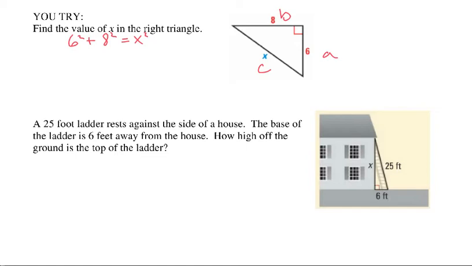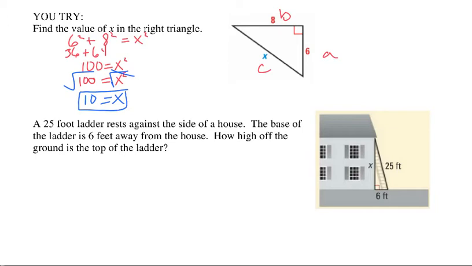So you end up with a 36 plus 64 on the same side, so you just add like terms together, so we get a 100. And this equals your x squared. Remember, to undo that, we have to take the square root. So that undoes x squared, so we end up with x equals 10. So your hypotenuse in this problem equals 10.